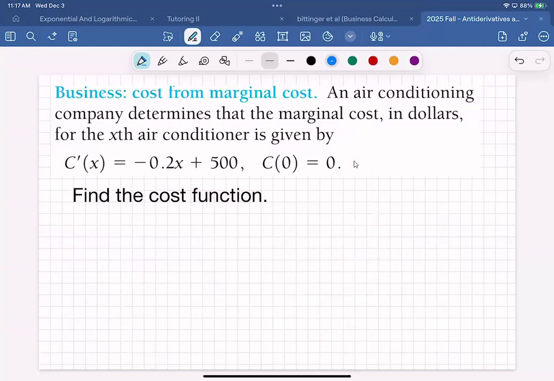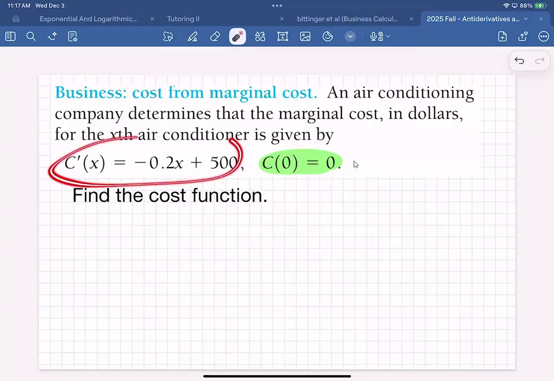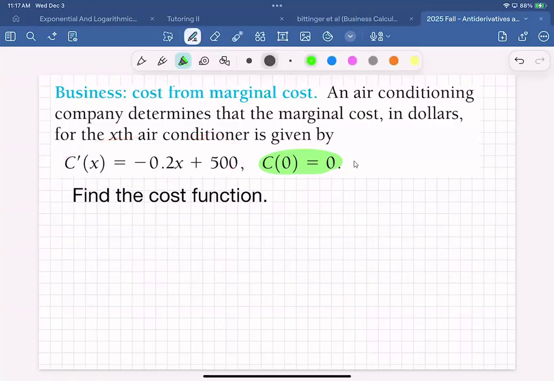Now keep in mind that sometimes you want to watch for these types of statements. Is that for the marginal cost or the cost function? That's the cost function, right? So that doesn't go with this function here. That's going to go with the cost function. So what you're seeing here is they're giving us an initial value. Now, this piece here is really why we call it the initial value.